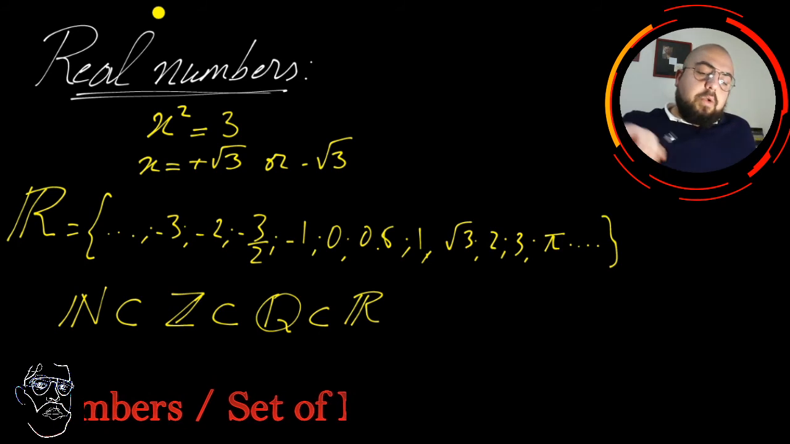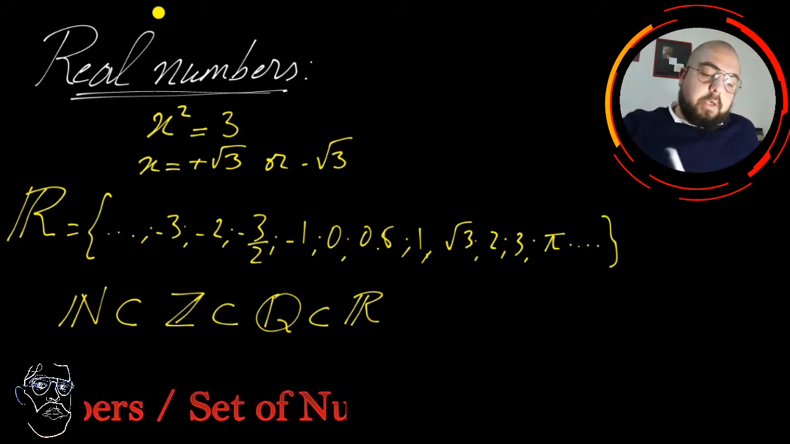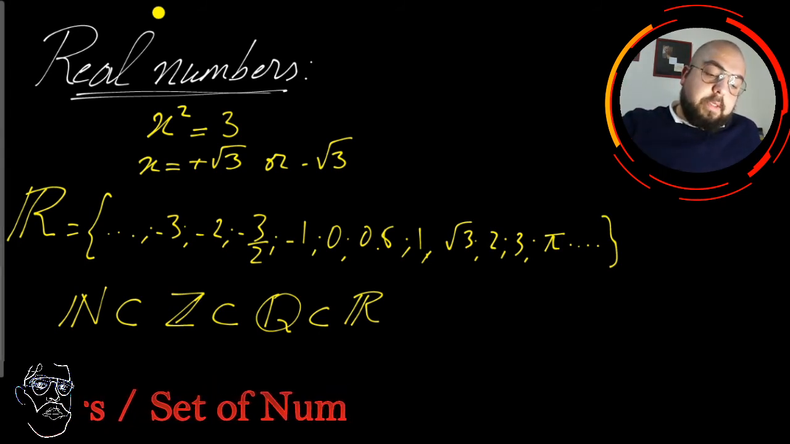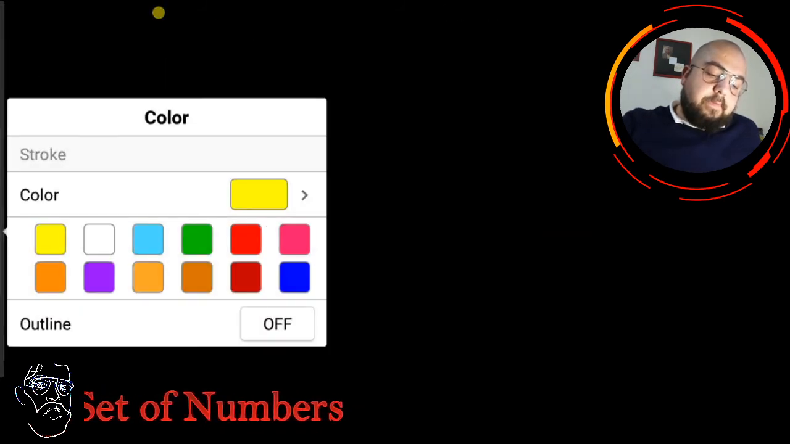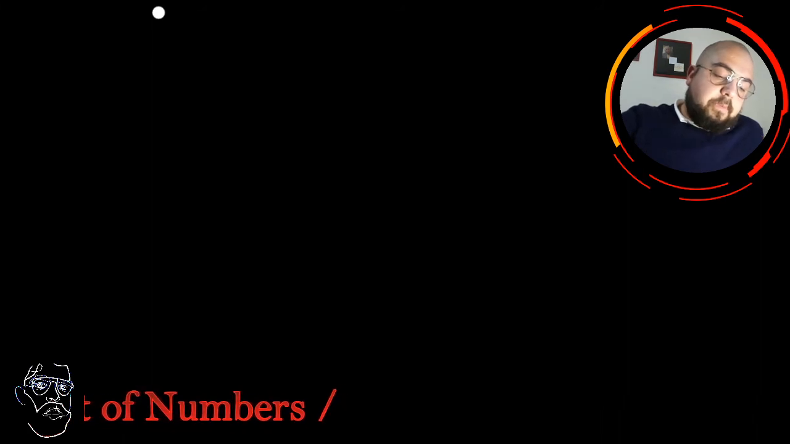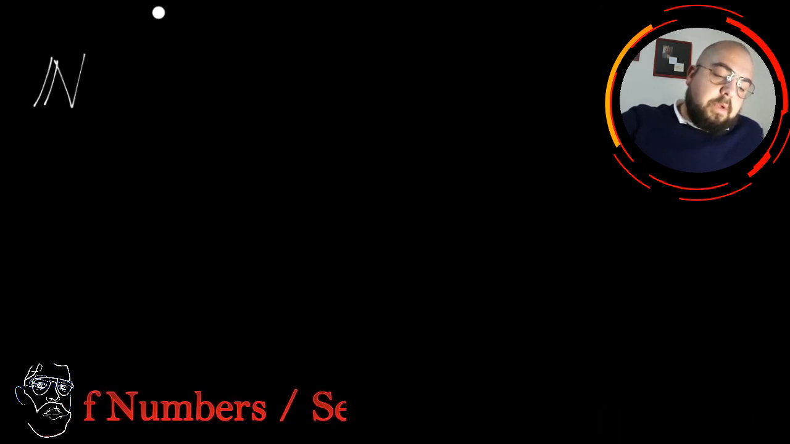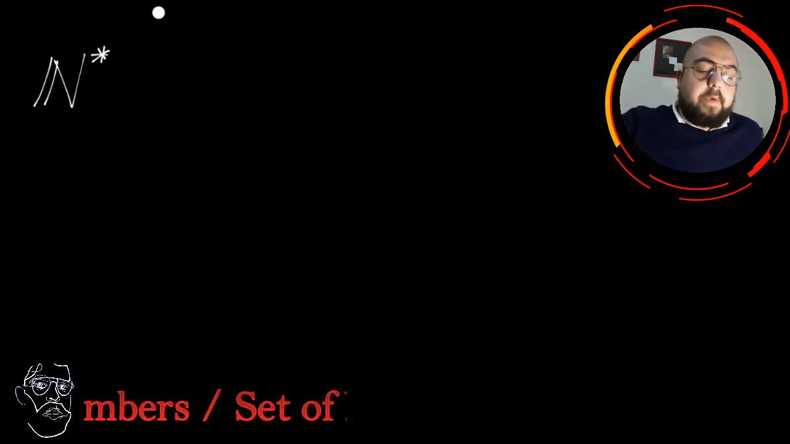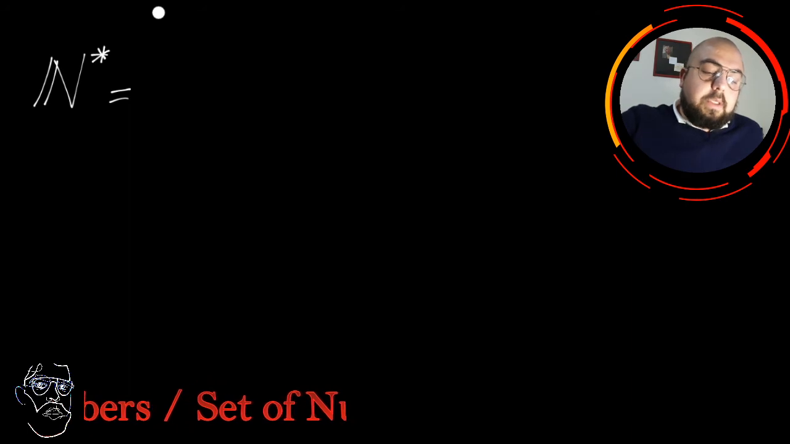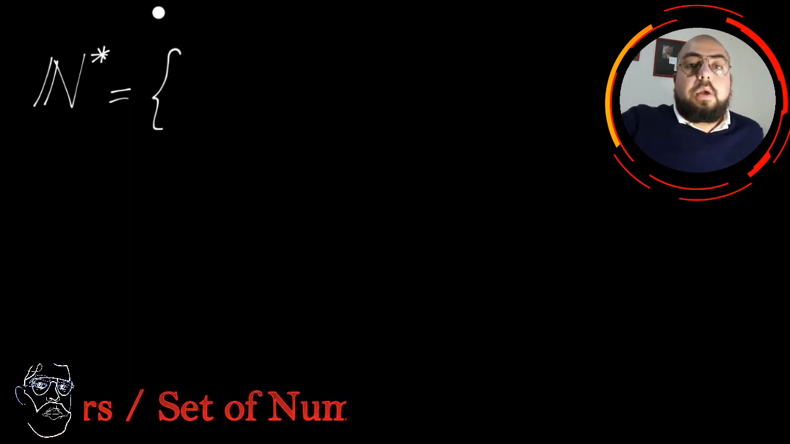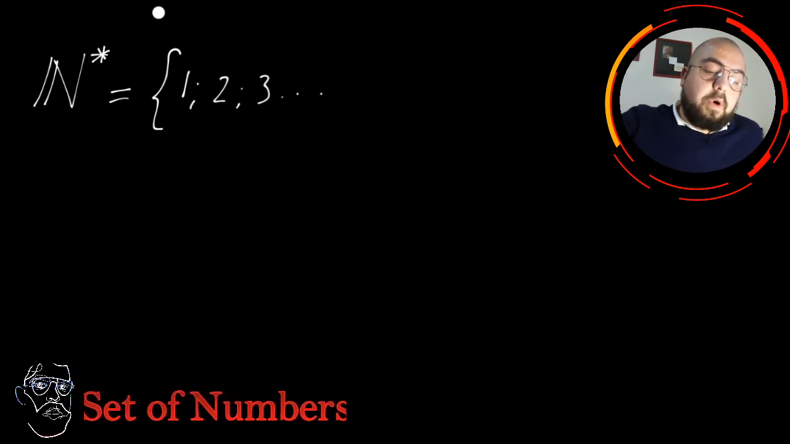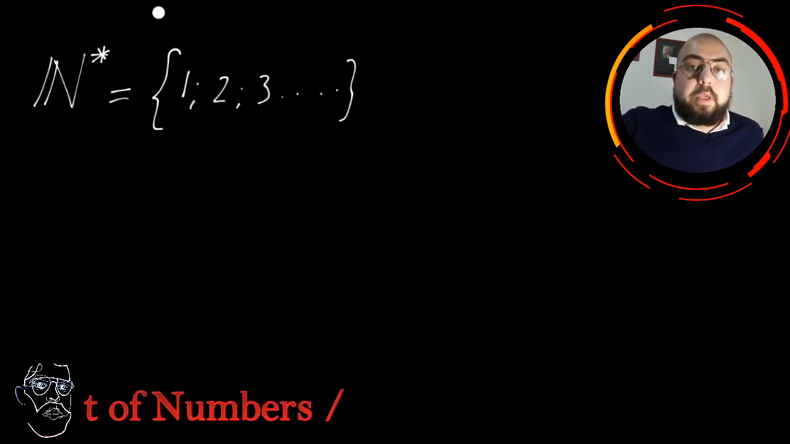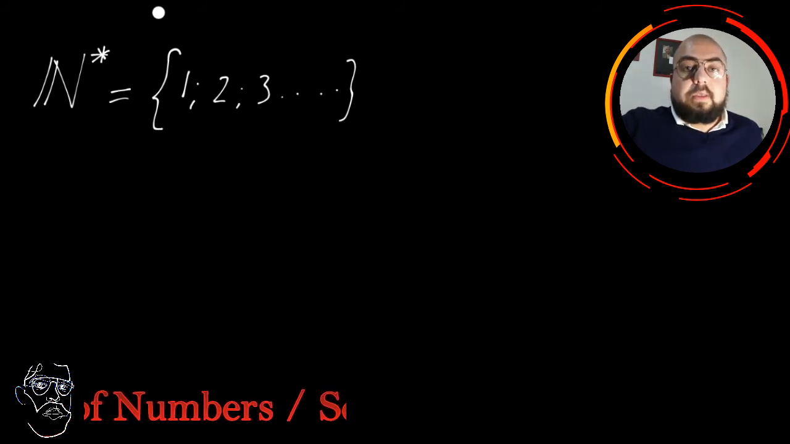I can also talk about one last remark regarding the notation of sets. Let's say we have N with this star symbol. Whenever you have N star, it means that your natural numbers are all going to start by 1, 2, 3, 4. So 0 is excluded. Whenever you have this star, it means that 0 is excluded.